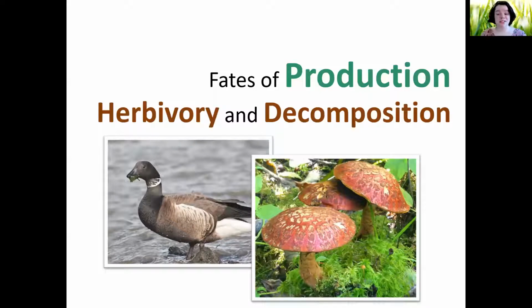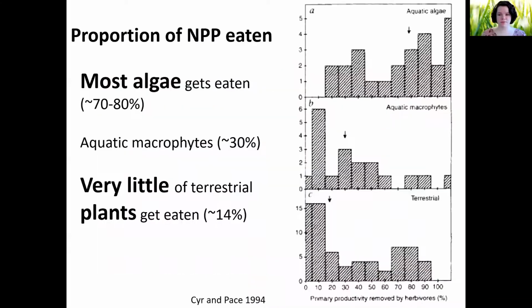To complete our discussion of the carbon cycle, let's take a closer look at some of the things that can happen to organic carbon once it has accumulated as plant biomass or net primary production. The proportion of net primary production that is eaten by herbivores differs dramatically among open water, submerged, and terrestrial ecosystems.